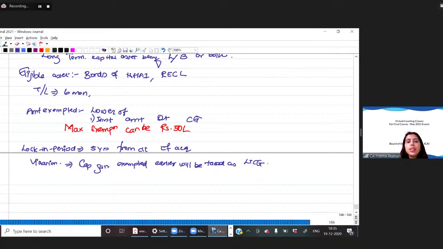My question to you is, if I have a building which was a depreciable asset, which I have transferred, it is always considered as short-term capital gain, but I have used the building for more than 24 months, then in that case, whether you can claim 54EC exemption. What do you think?